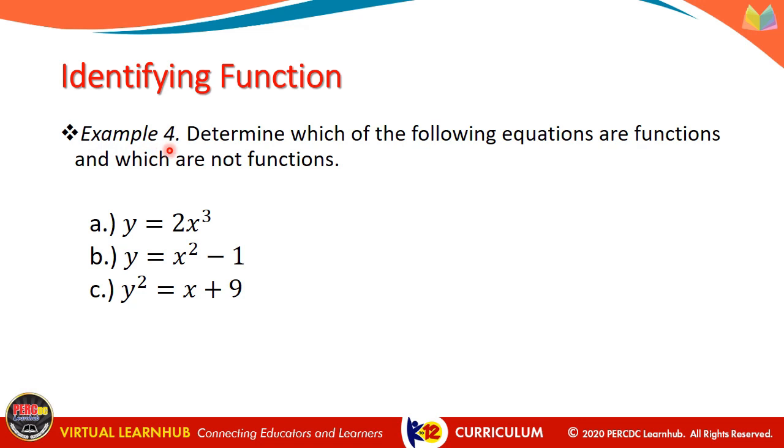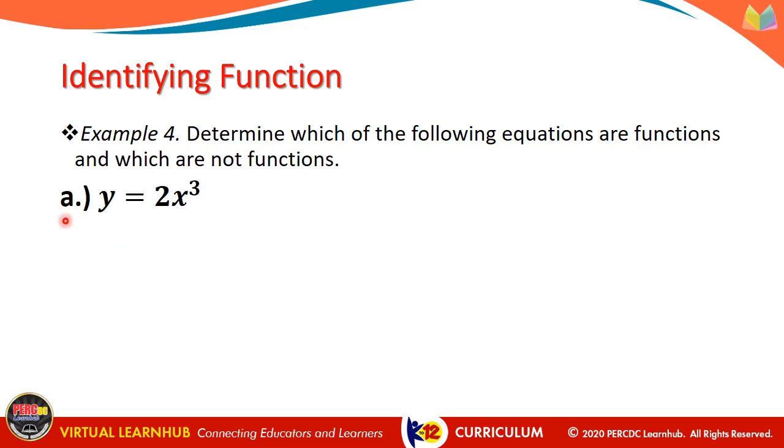Example number 4. Determine which of the following equations are functions and which are not functions. A. y equals 2x cubed. B. y equals x squared minus 1. C. y squared equals x plus 9. Let's take a look at them one by one. Letter A. y equals 2x cubed.